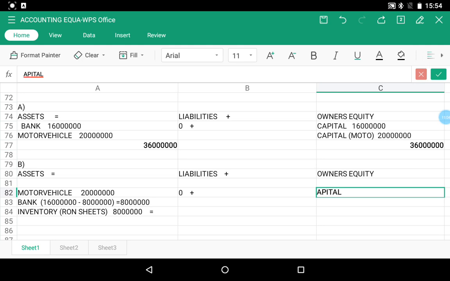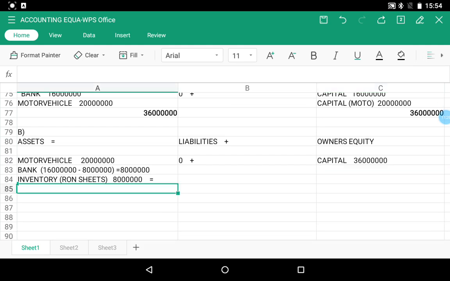The one for bank, another one for motor vehicle. So when you add that capital, you get 36. So here we are going to get our total. We are going to get our 20 million plus 8 million for bank plus 8 million for iron sheets. We are going to get 36 million.